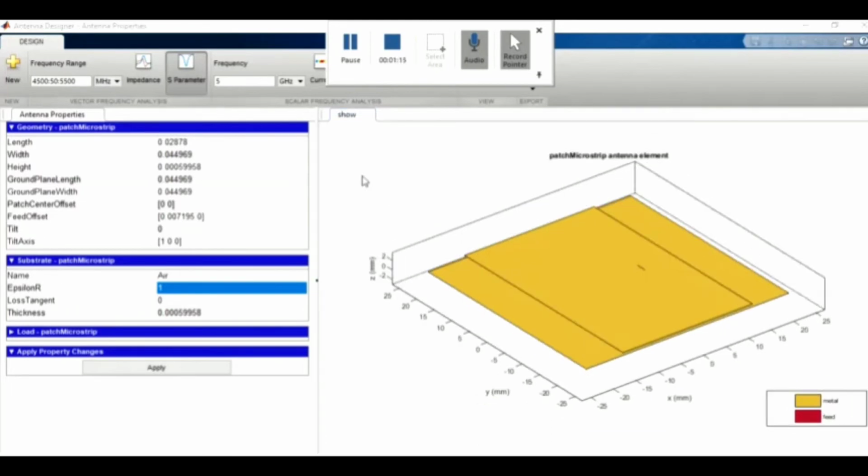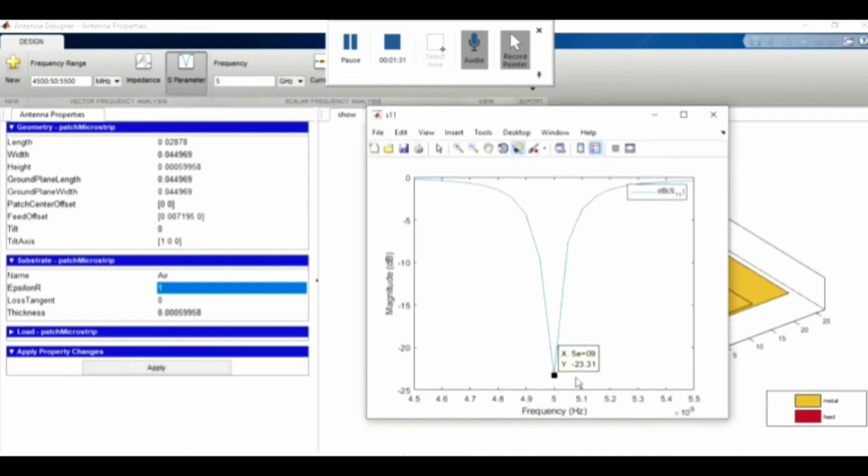Okay, next I will simulate the S parameter, which is the reflection coefficient. So from this graph, the reflection coefficient is negative 23.31 dB at the 5 GHz frequency, which is good for reconfigurable antenna properties. It also can be confirmed that this microstrip patch antenna can reach the targeted frequency of 5 GHz using the varactor diode as a feed.